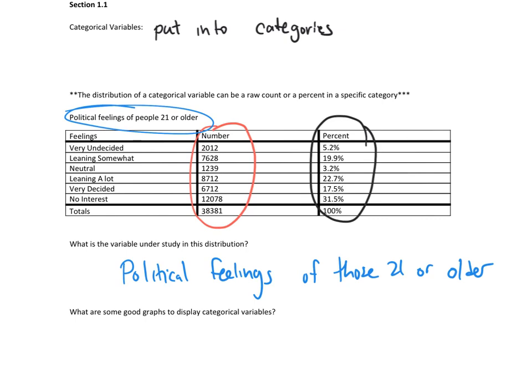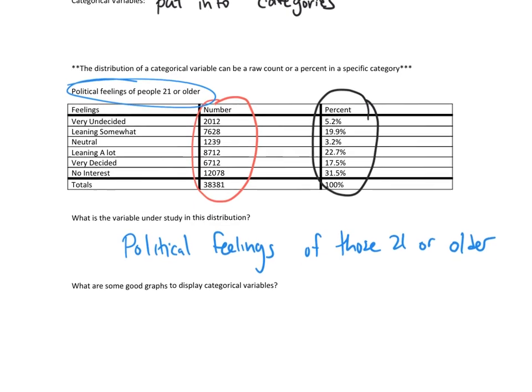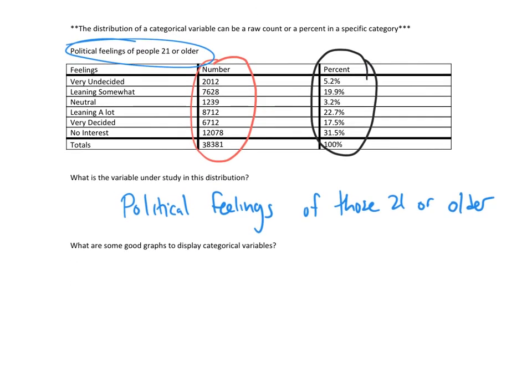So our big goal in this section is to figure out some graphs that will look good for these categorical variables. There are mainly two kinds of graphs that we use for categorical variables: a bar graph or a pie chart. In a separate video, we will go through how to make nice bar and pie charts in Sheets. But for now, just know those are the two.